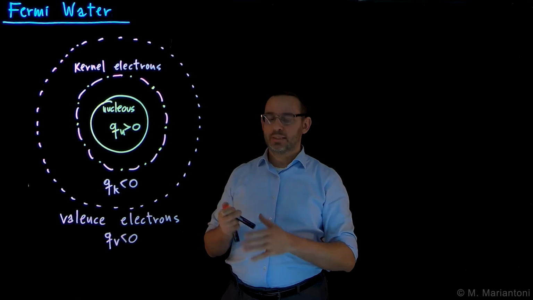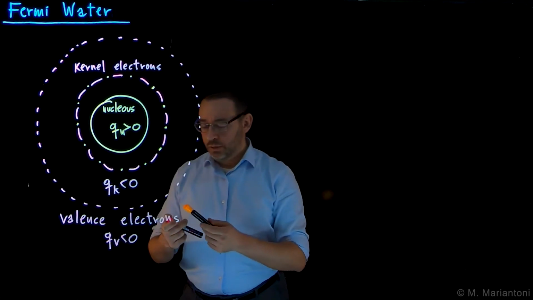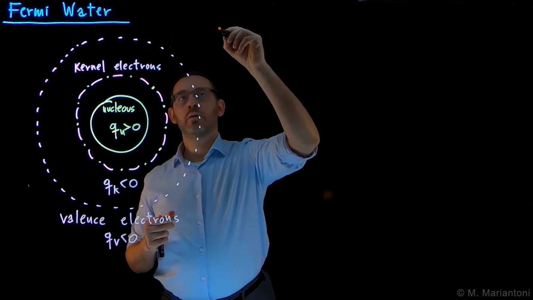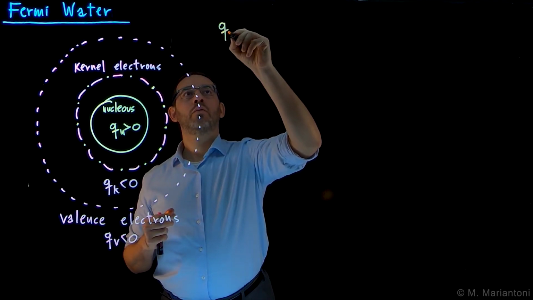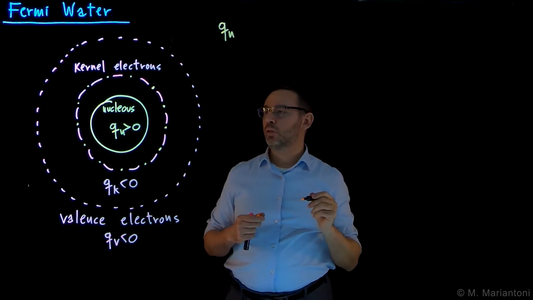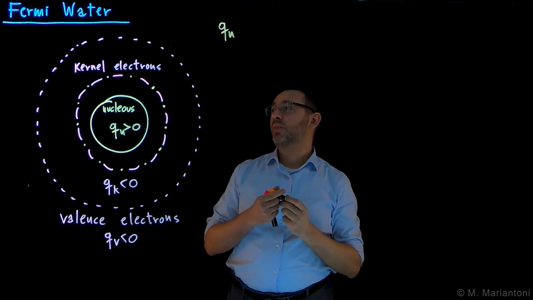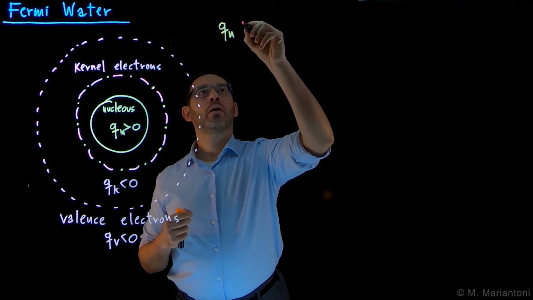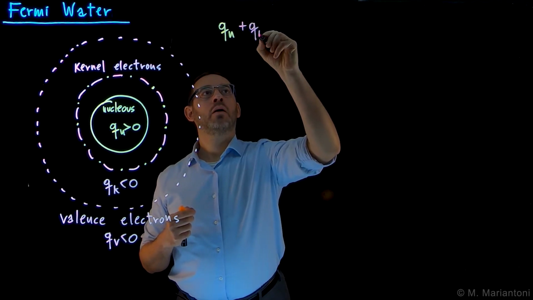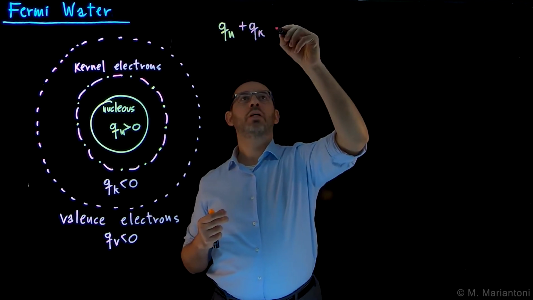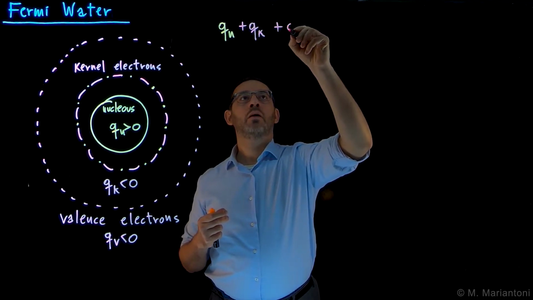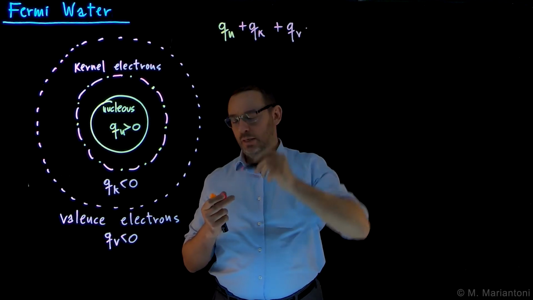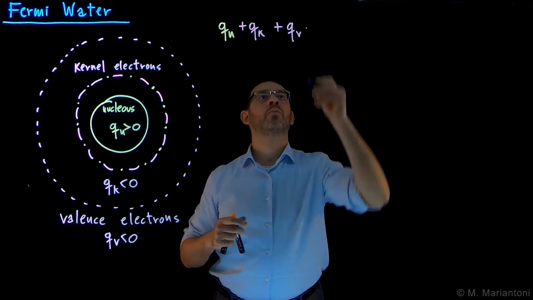As I said, the whole system has to be in the neutral state. So let's sum up all the charges. So we have Qn, which is positive, the nucleus, protons. This has to be summed with the Qk, which is negative. And finally, with Qv, in such a way that this sum of positive and negative charges equals 0.